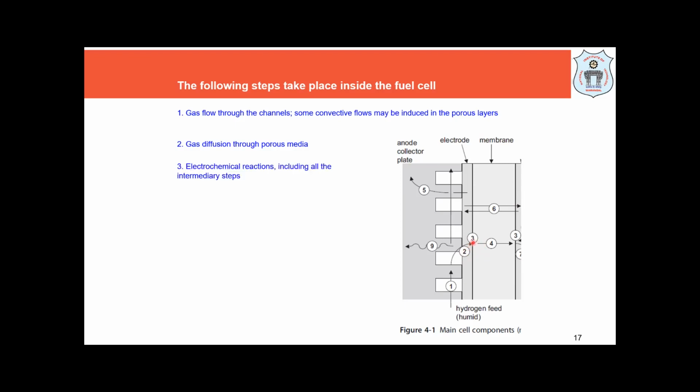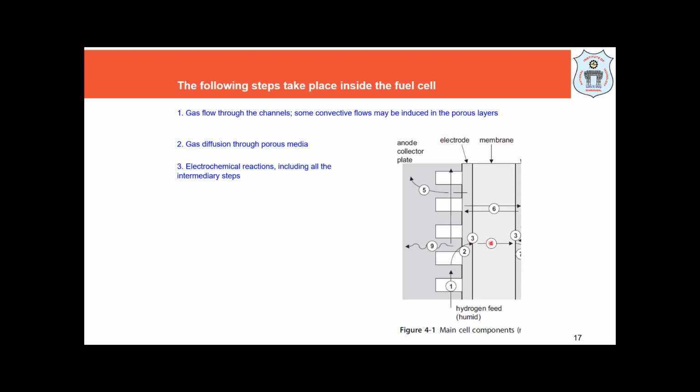Once it reaches the catalyst surface, there will be adsorption taking place. Some electrochemical reaction will take place at the anode and cathode, right? So step 3 is on both sides, either the anode side or the cathode side. 1 and 2 are the same. This side it is going to be hydrogen, that side it is going to be oxygen, right? So 3 is the electrochemical reaction taking place.